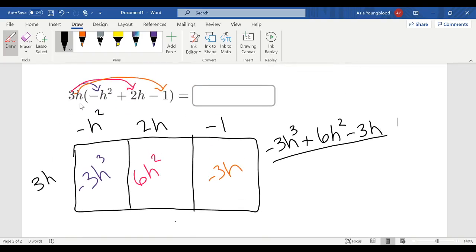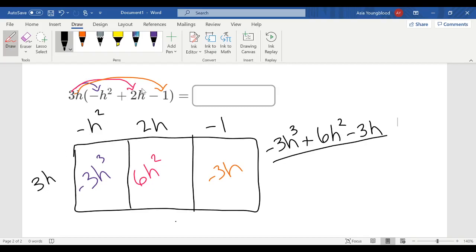Because there's only one term on this side, it's a monomial. The polynomial has 3 terms, so technically this is called a trinomial. So on this side of the rectangle, we have our 3 terms, -h squared, 2h, and -1. So again, when we're using the box method or the area method, all we're doing is showing the distribution. So our first distribution was 3h times -h squared, which got us -3h cubed. Again, we just looked at this multiplication right here.